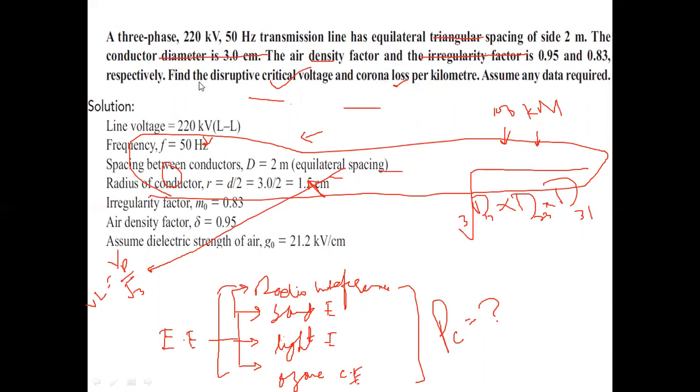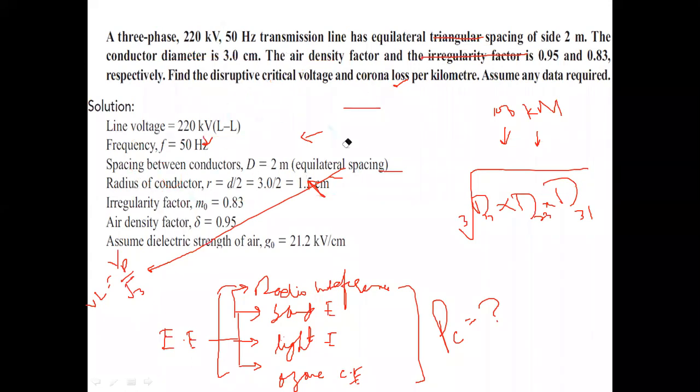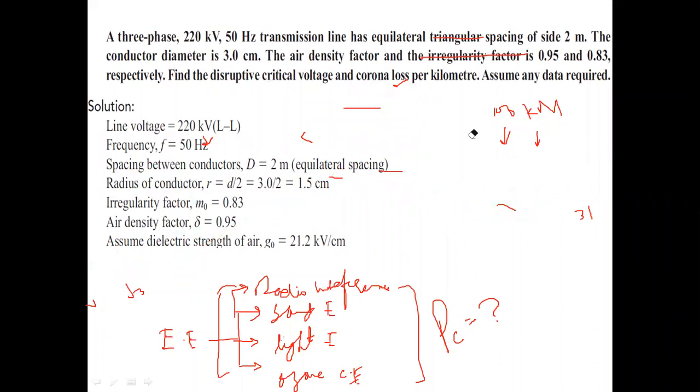Find the disruptive critical voltage and the corona loss per kilometer, for 1 kilometer. Assume any data if required. If any data is missing, you can assume it yourself. The line to line value is 220, but we need the phase value, so we convert it into the phase value by dividing by root 3.